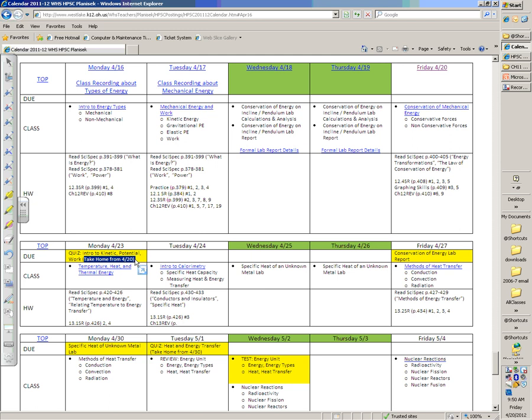Then we'll get into temperature, heat, thermal energy. We'll continue on with that on Tuesday. Wednesday's lab deals with temperature and heat, thermal energy. Friday we'll do energy transfer. Wrap it up on Monday. Review Tuesday. Test Wednesday. Not of next week, but the following week.